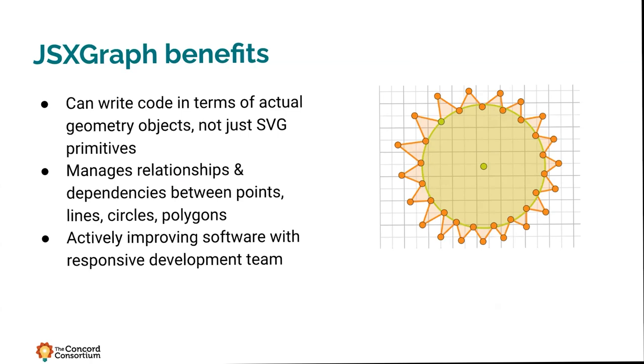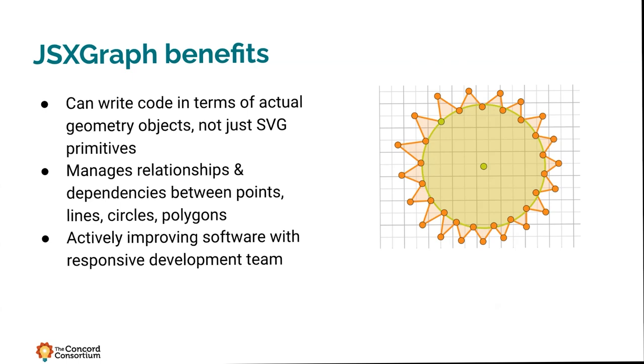So just to summarize some of the benefits we got from including JSXGraph: being able to write our code in terms of the actual geometry objects. A lot of the other kinds of tiles are just generating bare SVG primitives, but this lets us, when we talk about a polygon, it's a polygon, and JSXGraph knows that that depends on points, and that moving the points is going to change where the lines are and the lengths of those lines and what the angles are. So if we have labels on those things, we don't have to figure out all those calculations ourselves. It simplifies things a lot for the kind of logic we need to have in our software.